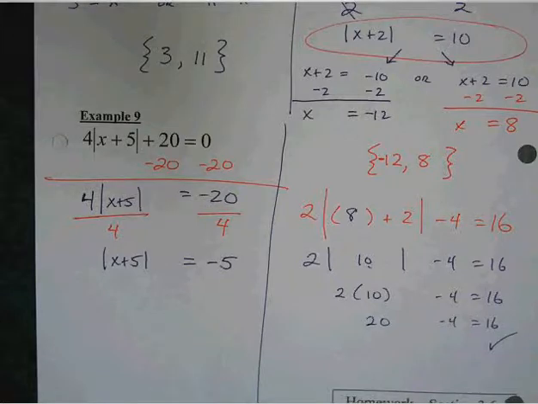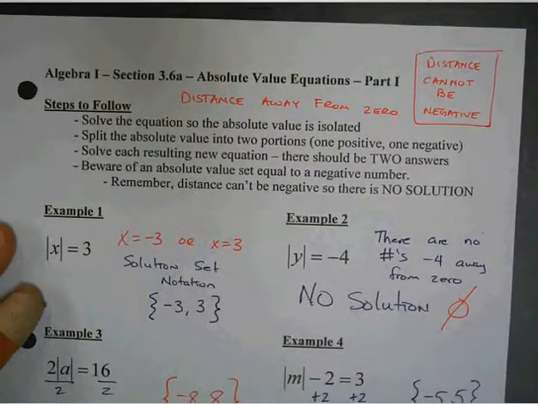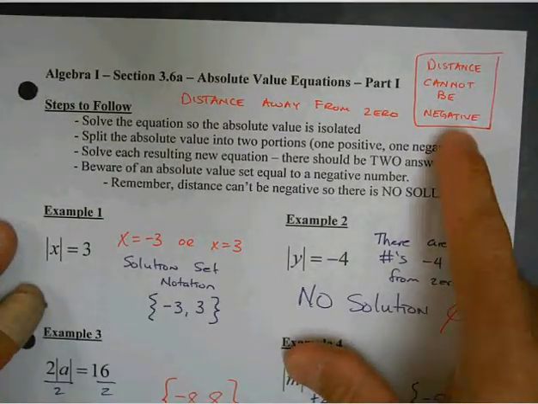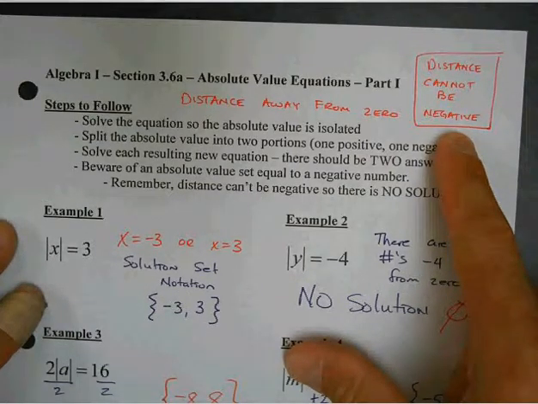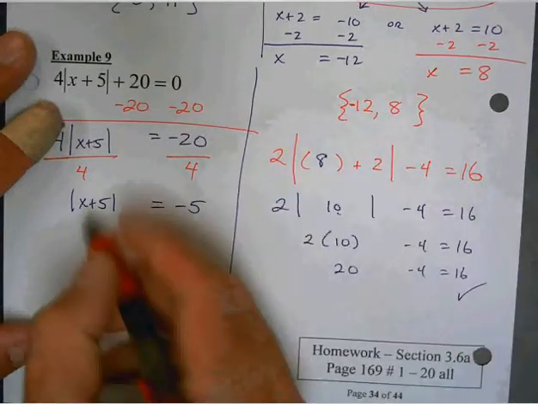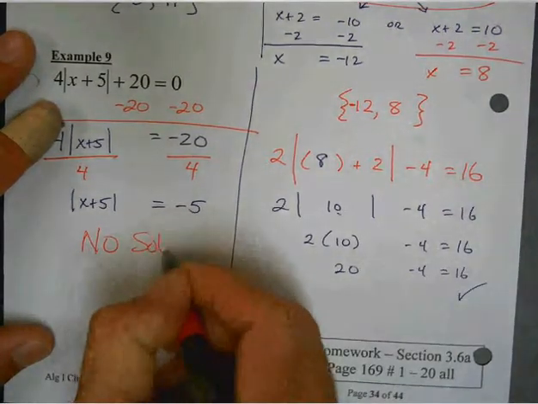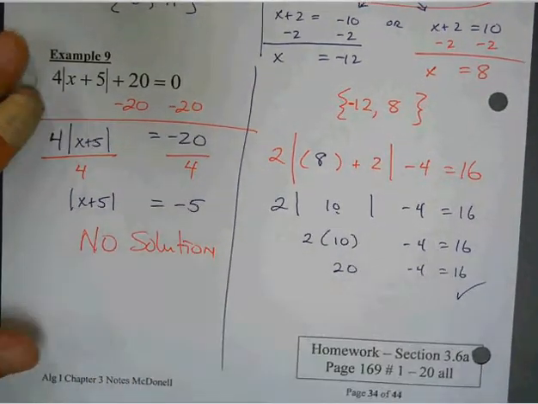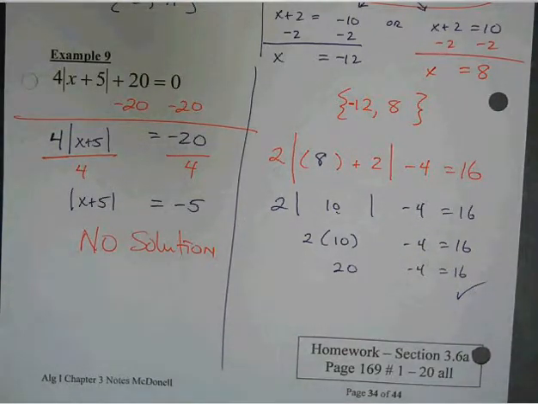How many numbers are negative 5 away from 0? Gosh, doesn't make sense. I know it doesn't make sense. Flip your paper over. How many numbers are a negative distance away from anything? It's no solution. Yes, thank you, Anthony. It is no solution.